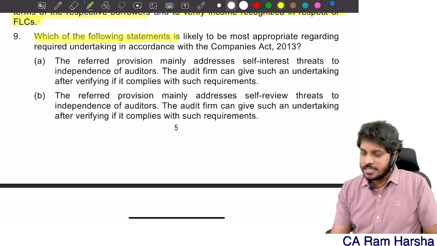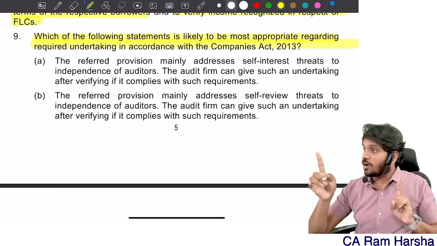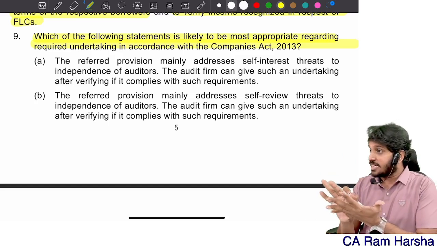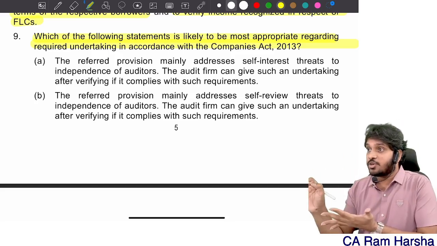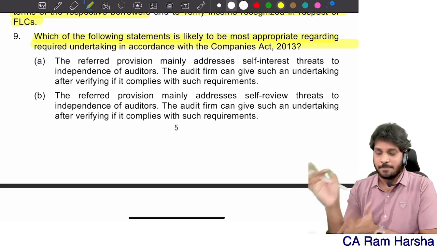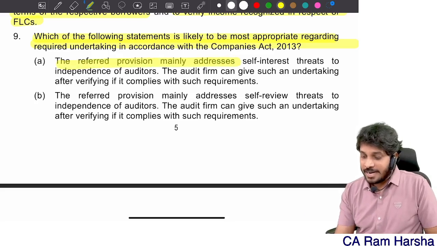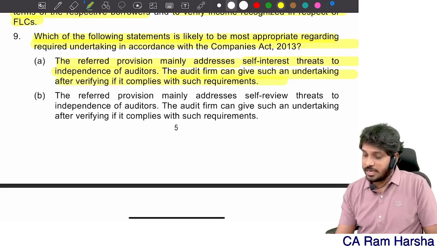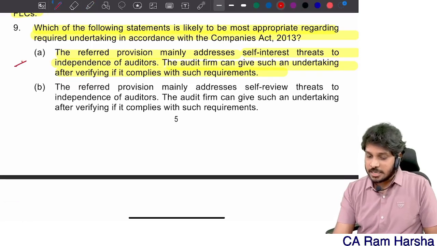Which of the following statements is likely to be most appropriate regarding the undertaking in accordance with the Companies Act? The auditor should give this undertaking. What undertaking? That they are not indebted to the company for an amount exceeding 5 lakh. The referred provision mainly addresses the self-interest threat to independence of the auditor. The audit firm can give such an undertaking after verifying it complies with the requirement. Yes, the answer is correct.